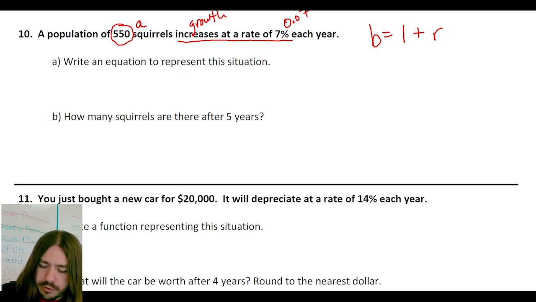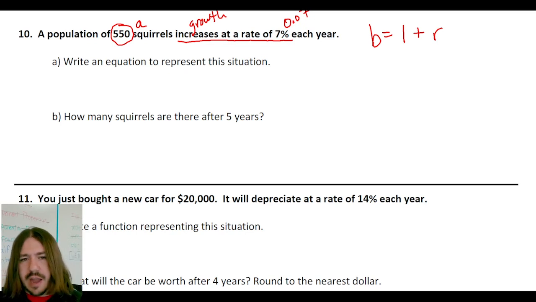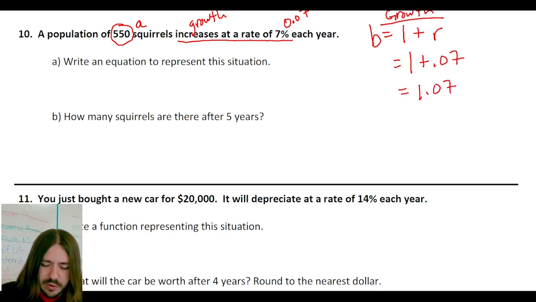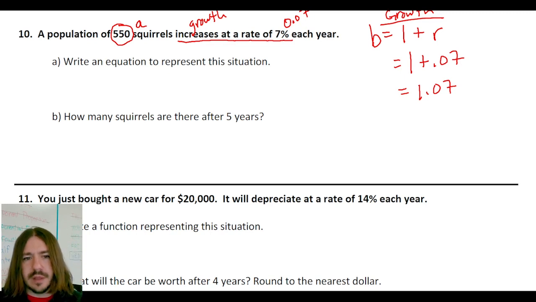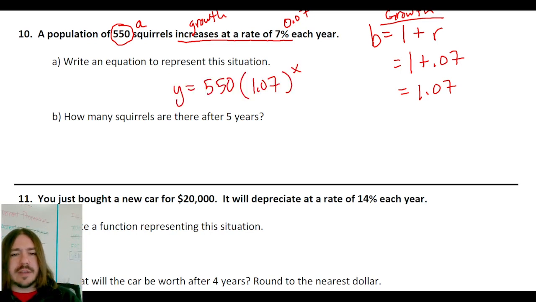So for growth, it's 1 plus the rate, and in this scenario, it's 1 plus 0.07. So the B value is going to be 1.07. Now we've got our A, we've got our B, we're ready to write the equation. Y equals 550 times 1.07 to the power of x. Part B asks, how many squirrels are there after 5 years?